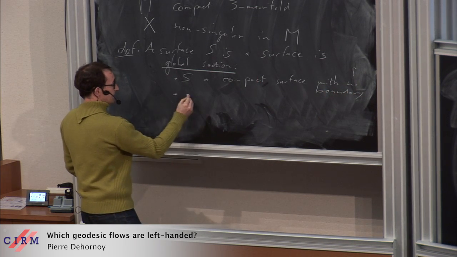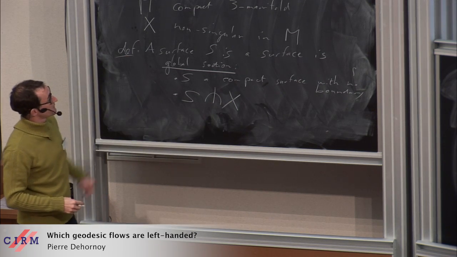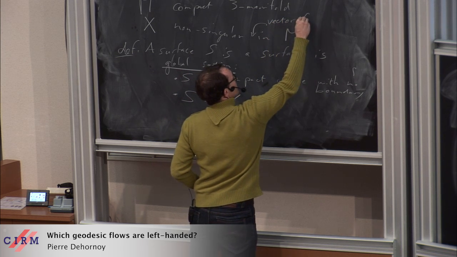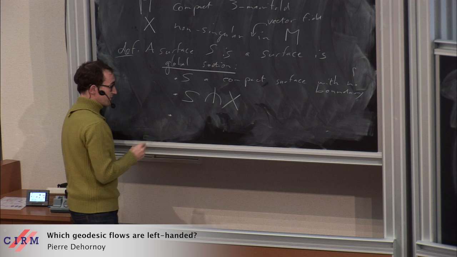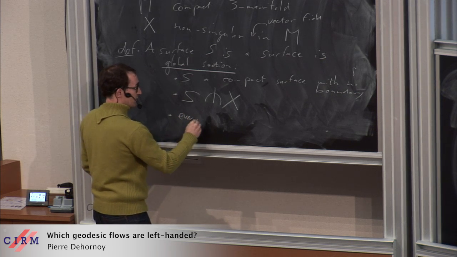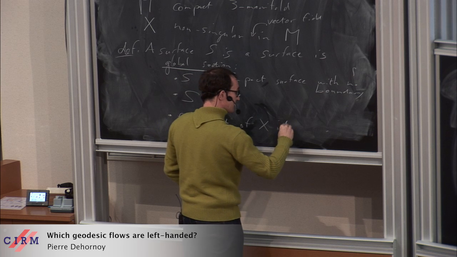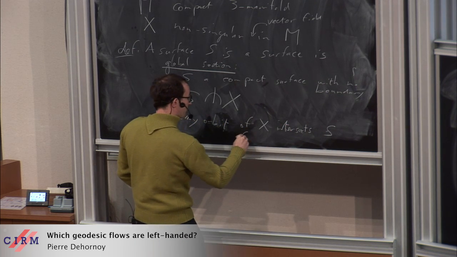Then we ask that S is transverse to the vector field X. Here I should have said X is a non-singular vector field. And the important thing, we ask that every orbit of the vector field intersects S after a bounded time.